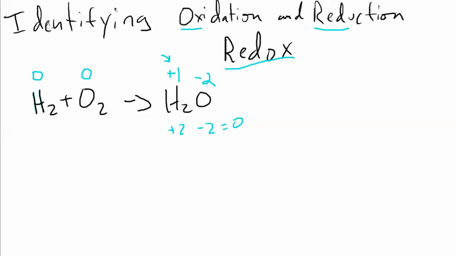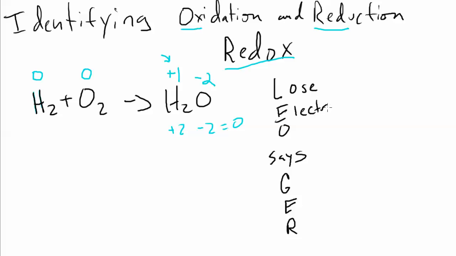Now it's time to determine where the oxidation is and where the reduction is. And in order to do that, I use a mnemonic to remember what oxidation is and what reduction is. So I use the mnemonic Leo says grr, like Leo, like a lion, grr. So what these letters are standing for is lose electrons, oxidation, and then gain electrons, reduction.